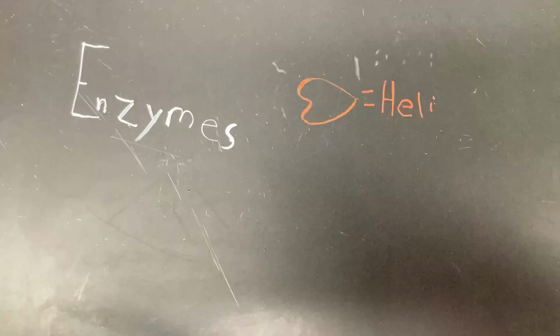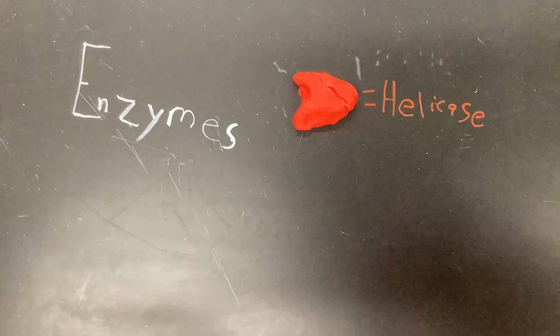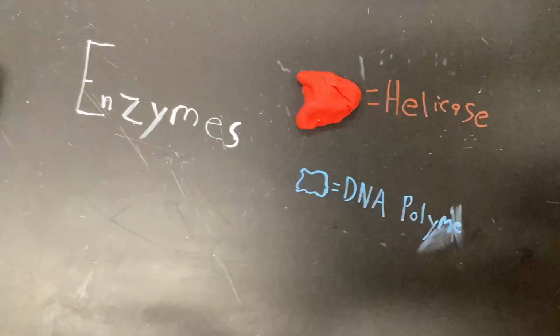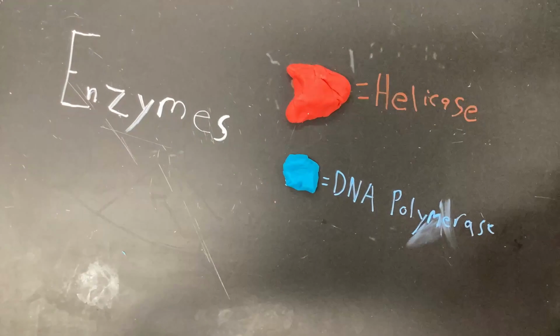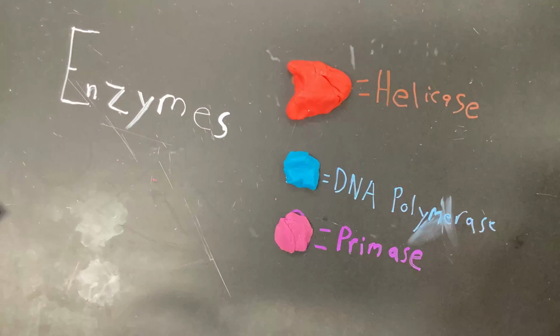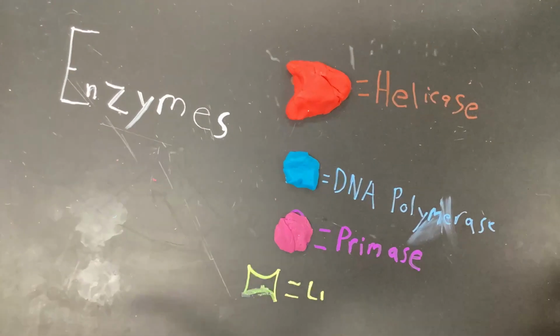There are four main enzymes used in the DNA replication process. Helicase, the cutter, which will be played by this amazing red blob of Play-Doh. DNA polymerase, the builder, which will be played by this equally amazing blue piece of Play-Doh. Primase, the starter upper. And in yellow, ligase, the gluer.